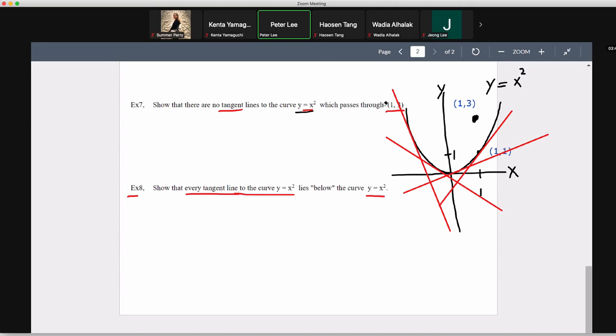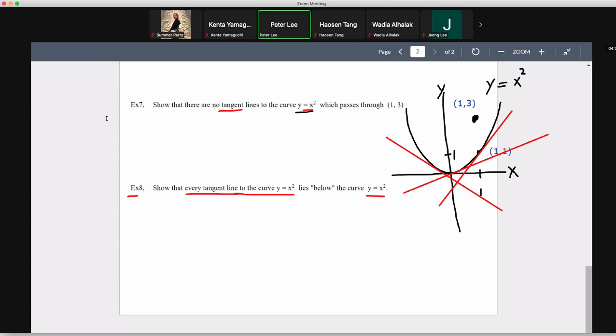So let me just erase this tangent line. There we go. So that point is 1, 3. In both of these cases, example 7 and example 8, both questions are related. Both examples are about tangent lines to the curve y equals x squared. But in both cases, the tangent point is not given. So when the tangent point is not given, then we have to make one up, because we always need a tangent point. So in both example 7 and 8, the starting point is actually the same.